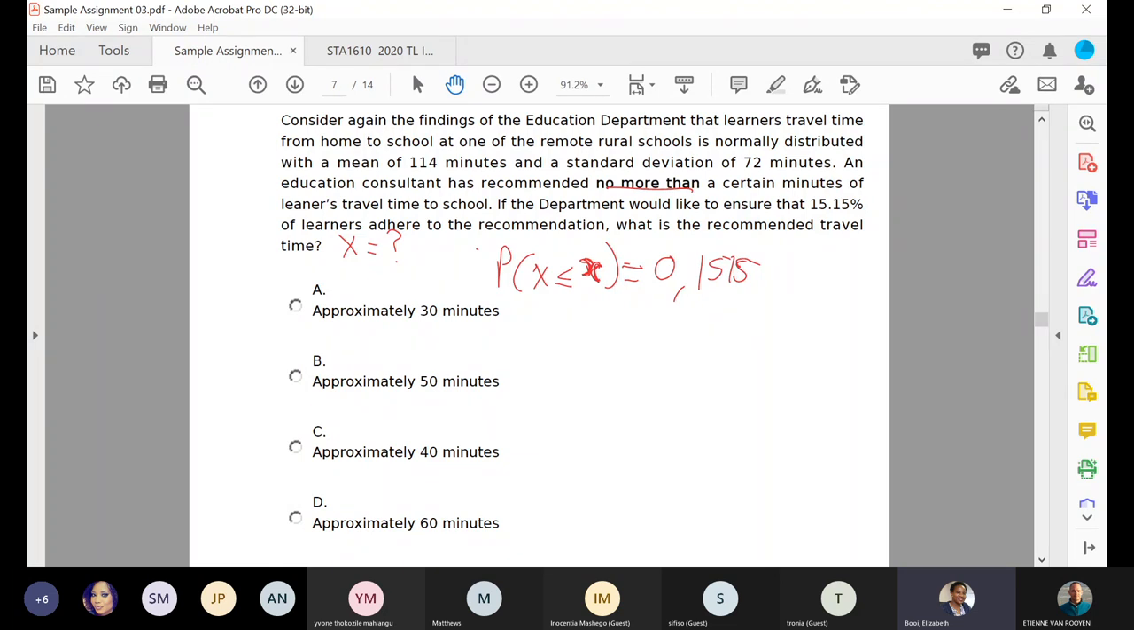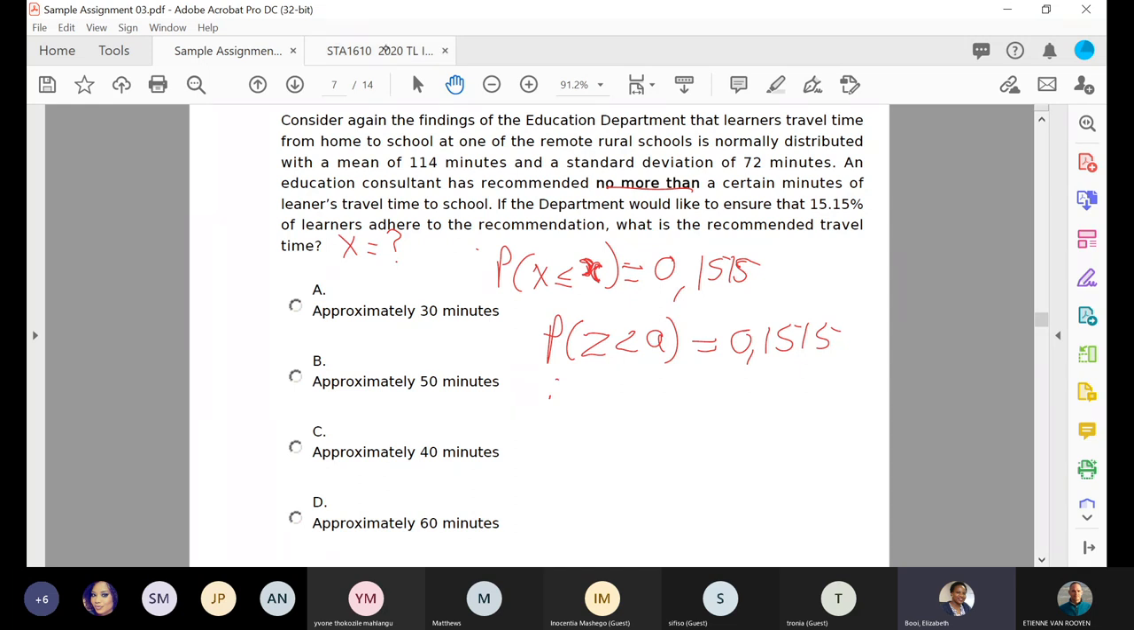So we need to work in reverse. So it means we need to go and find, because at the end of the day, we need to find the probability, because in a way, this is the same as the probability that Z is less than A, where A is the Z value that we are looking for here, which is equal to 0.1515.